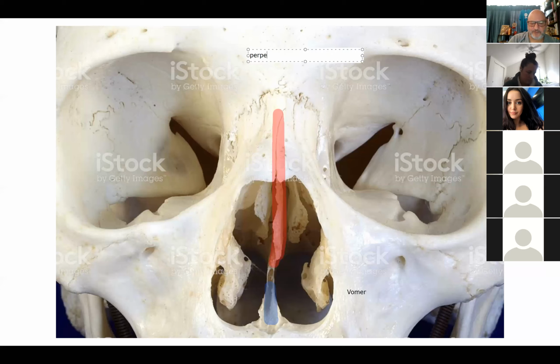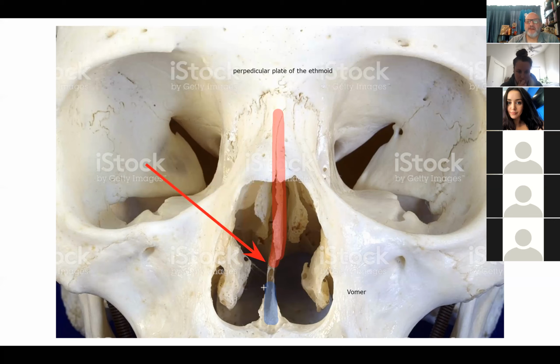There you go. The ethmoid bone. So there you go. On the exam, I could have a big fat arrow pointing to this structure, and I can say, identify the skull feature, and you would say nasal septum, or I could say, identify the bones and bone features that form it, and you would say the vomer and the perpendicular plate of the ethmoid.